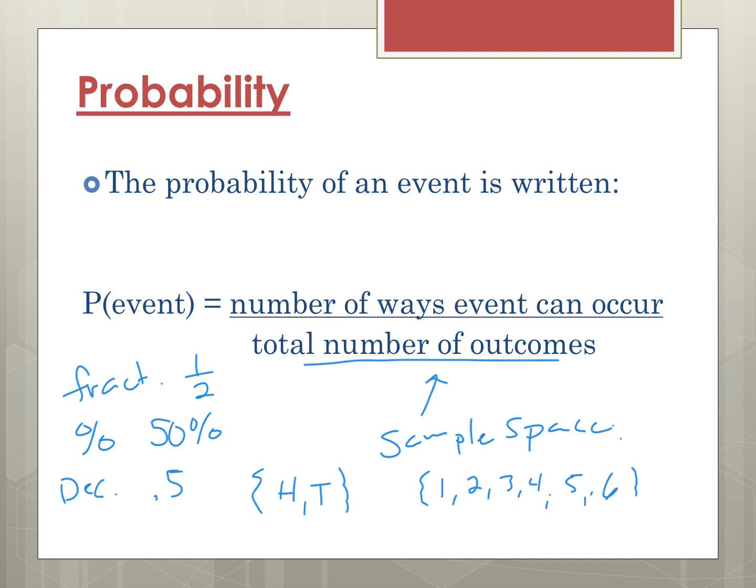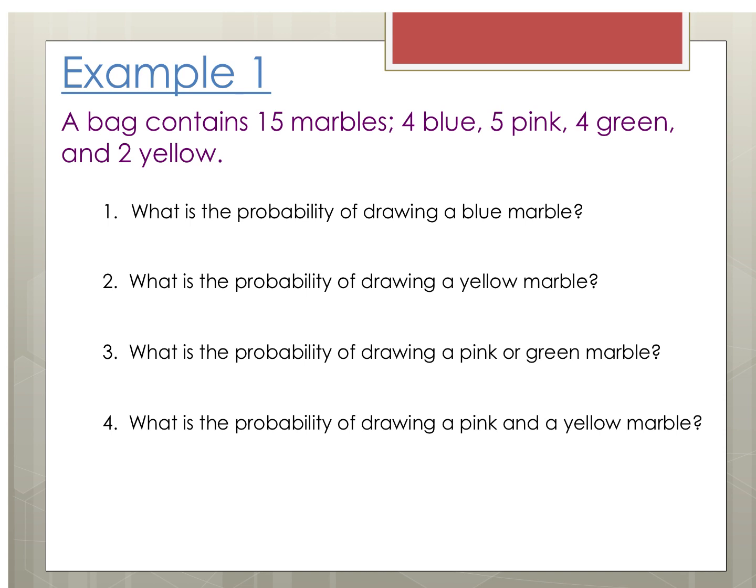All right, first problem, very basic. It says a bag contains 15 marbles that have 4 blue, 5 pink, 4 green, and 2 yellow. What's the probability of drawing a blue marble out of the bag? So notice the bag contains 15, so that's going to be our sample space. So that's our number of outcomes, so it's out of 15.